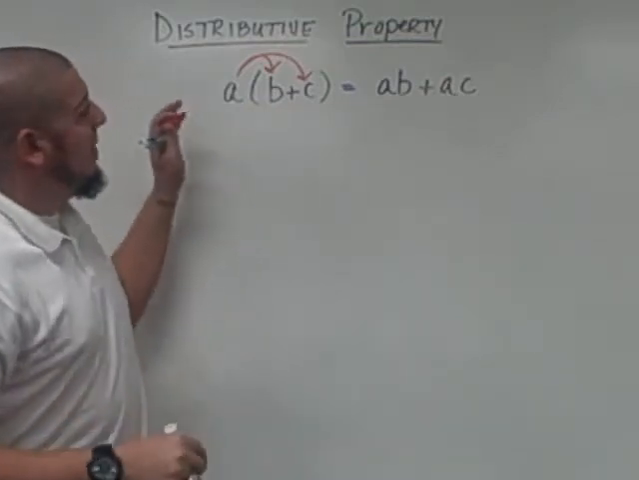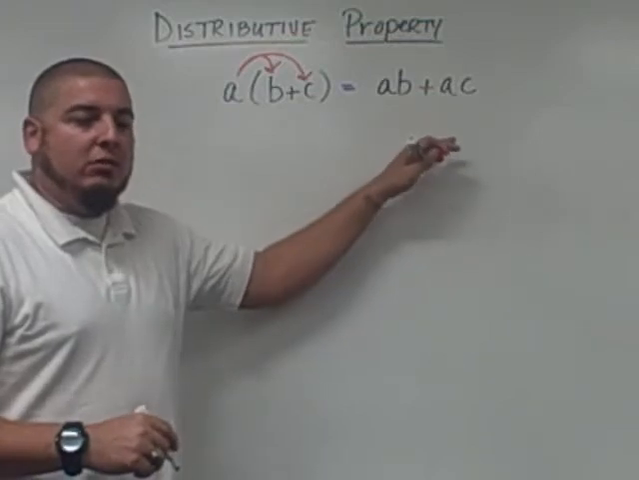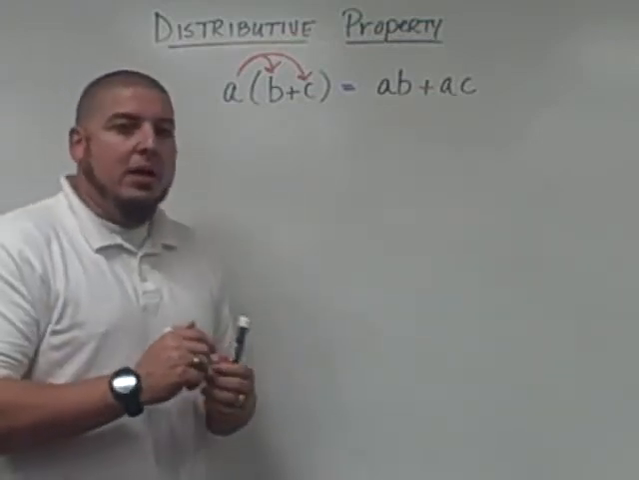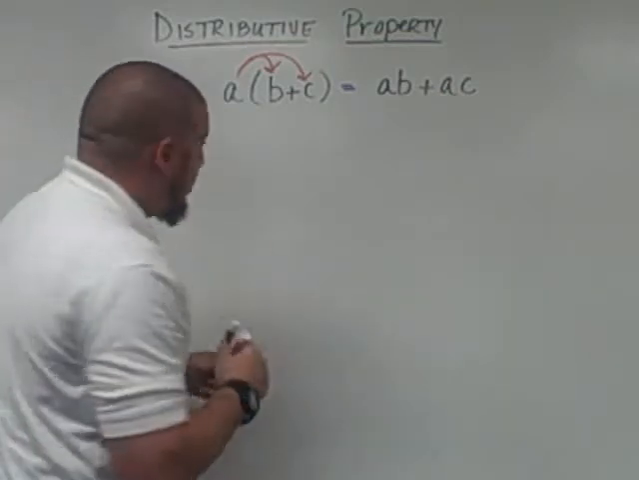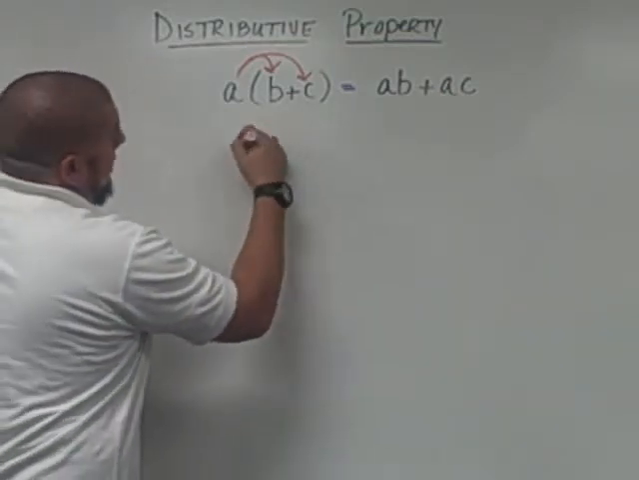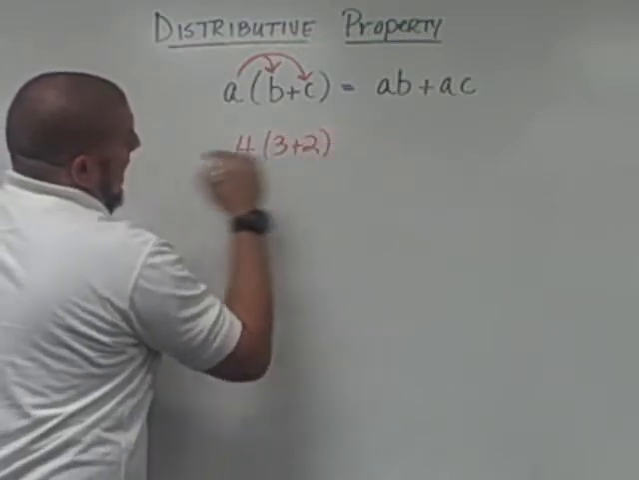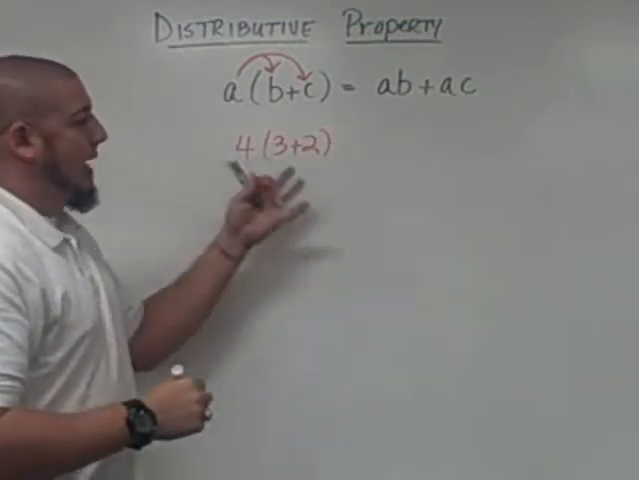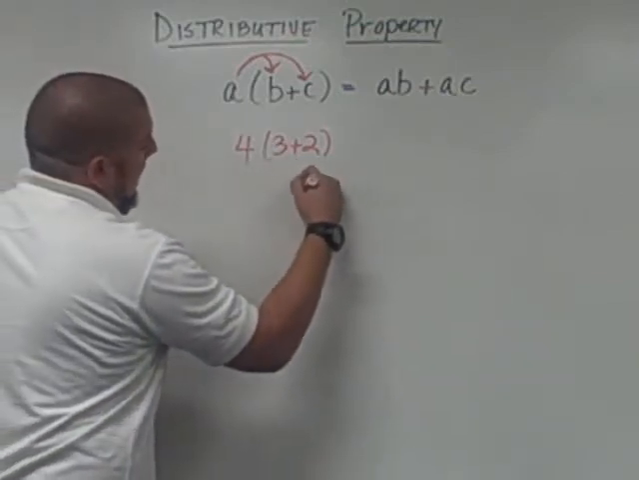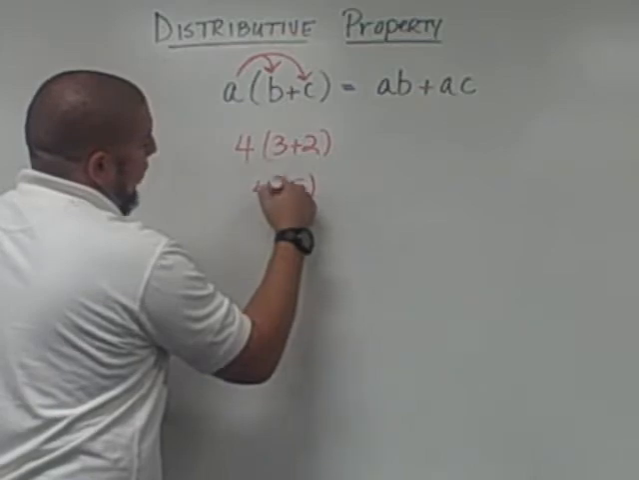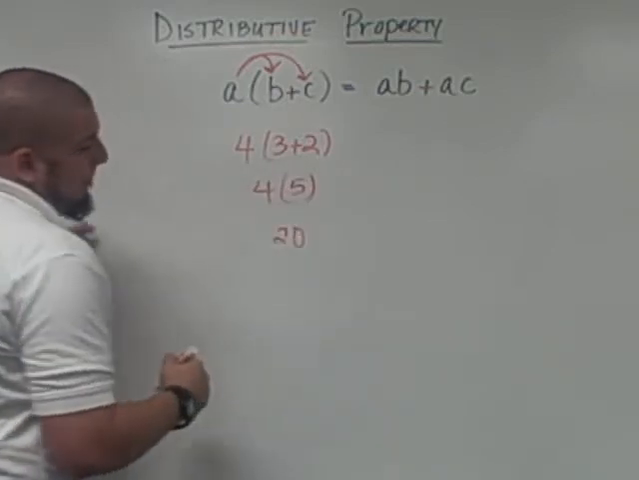Now again, this is a textbook definition, which means it's a little harder to understand, but I want you to see this because you'll see it a lot in college. Let me give you some numbers as an example. Let's say we have 4 times (3 plus 2). If we do this problem like we would normally, following the order of operations, we would do 3 plus 2 is 5. Then you would have 4 times 5, and 4 times 5 is 20.